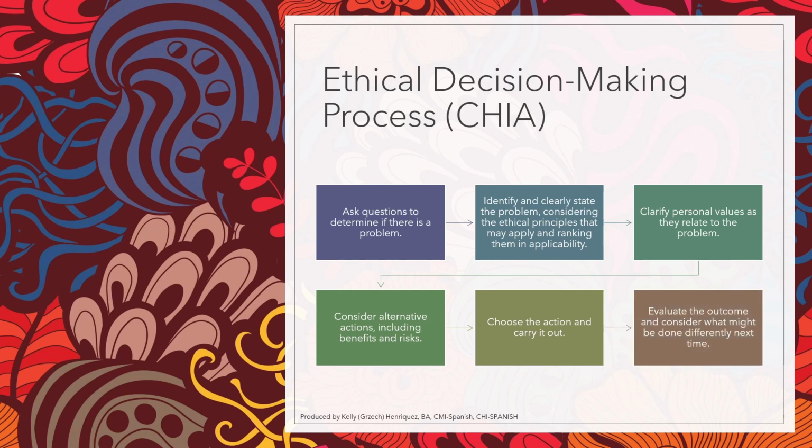And then step 6, after you do the thing, you want to evaluate the outcome and consider what you might have done differently. What could be done differently next time? This is where I often like to consider what sort of preventative actions, if any at all, I could have taken to keep this from occurring in the first place.